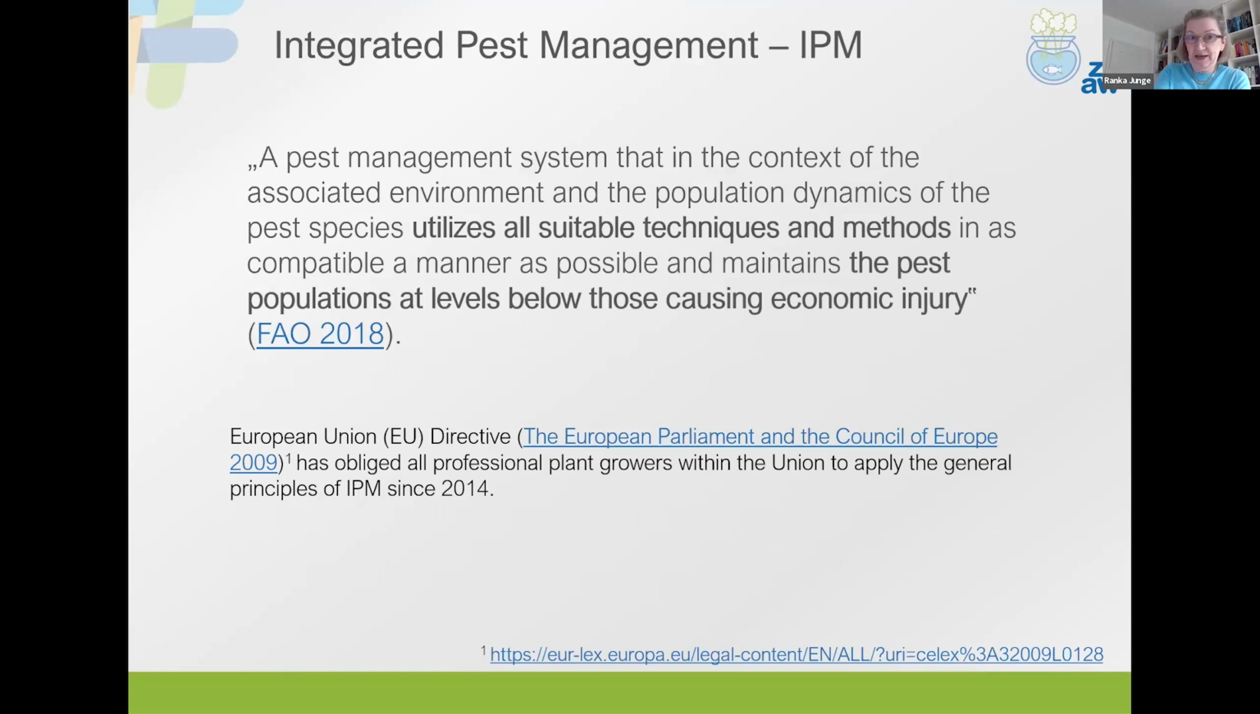And what is integrated pest management? This is the pest management system that utilizes all suitable techniques and methods to maintain the pests at levels below those causing economic injuries. This is a very important point, because IPM, as I will call it, is not meant to exterminate the pests. It is meant to keep them at a very low level. And in Europe, all professional plant growers need to apply IPM since 2014. So it's a law. And in Switzerland, I think even longer.